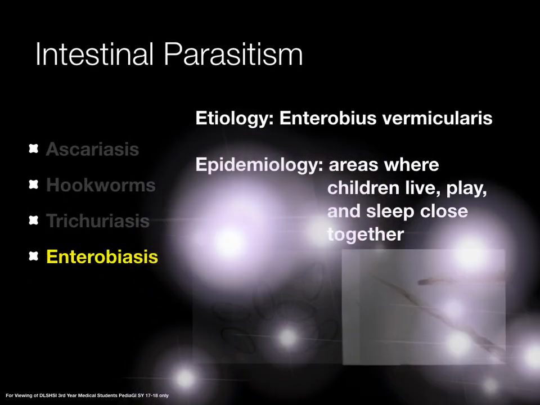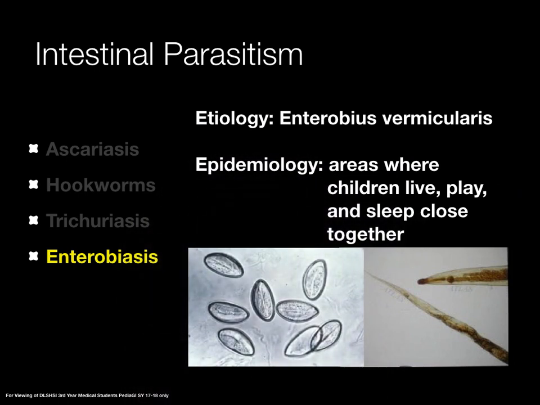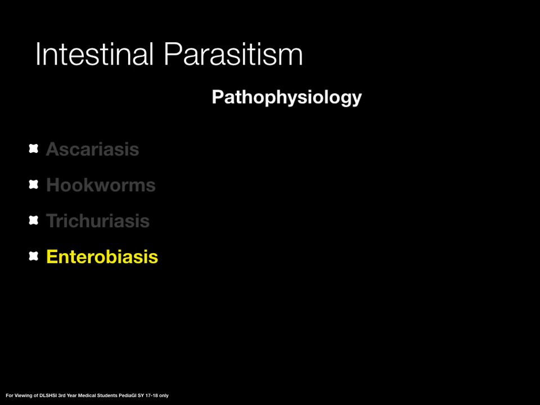Enterobiasis is caused by Enterobius vermicularis and is usually present in areas where children live, play, and sleep closely together. It is transmitted by the fecal oral route, and autoinoculation is possible by putting fingers in mouth after scratching the anus.